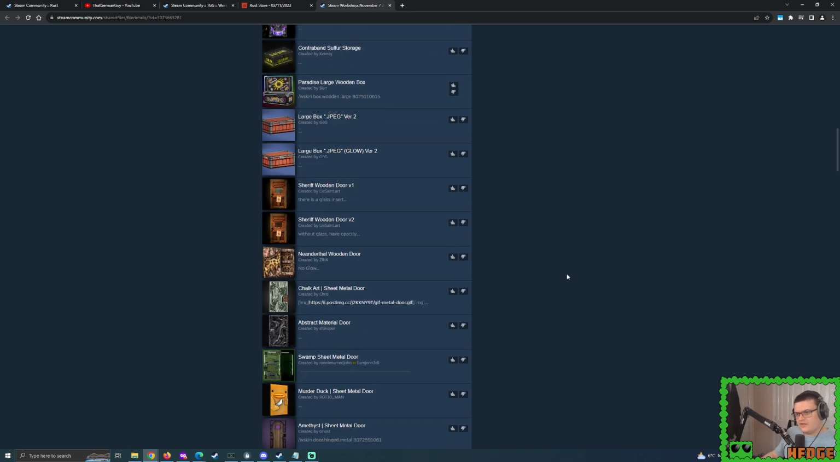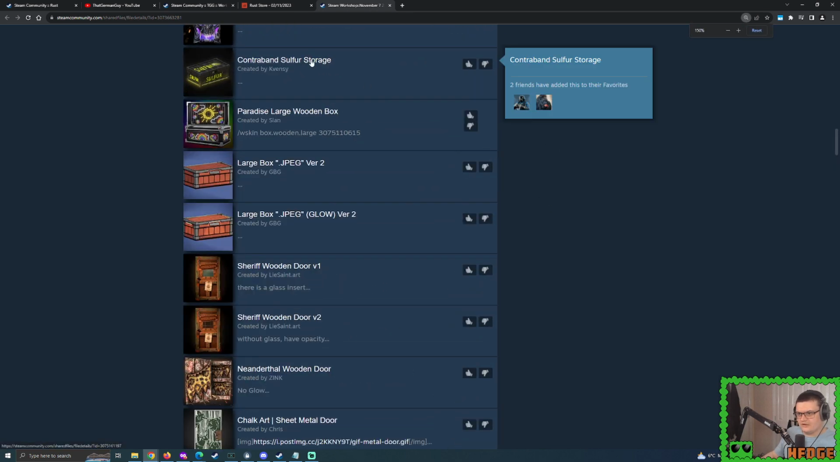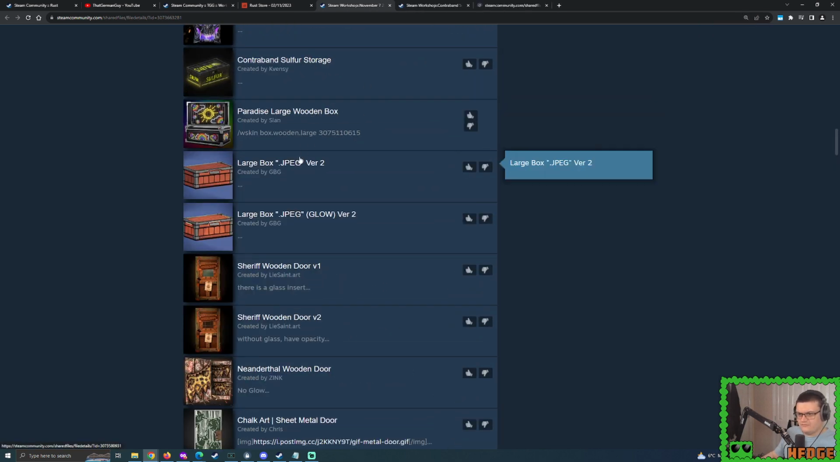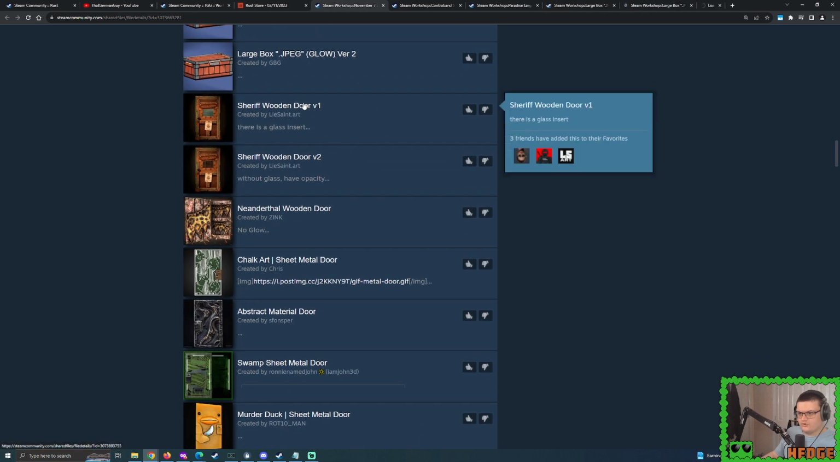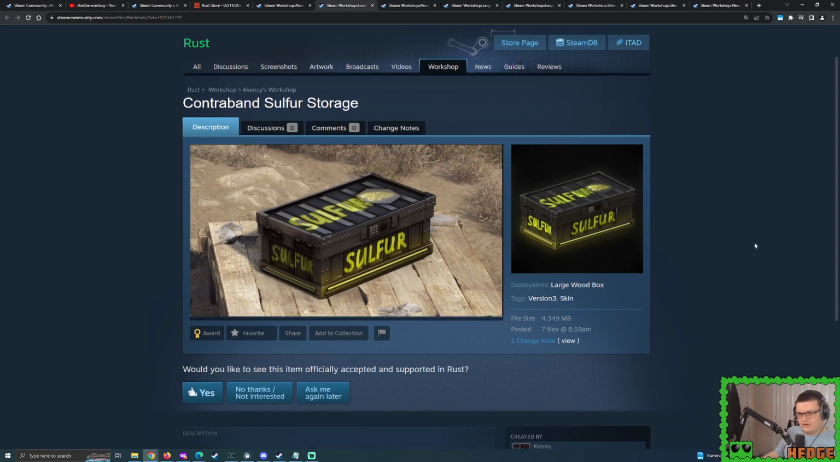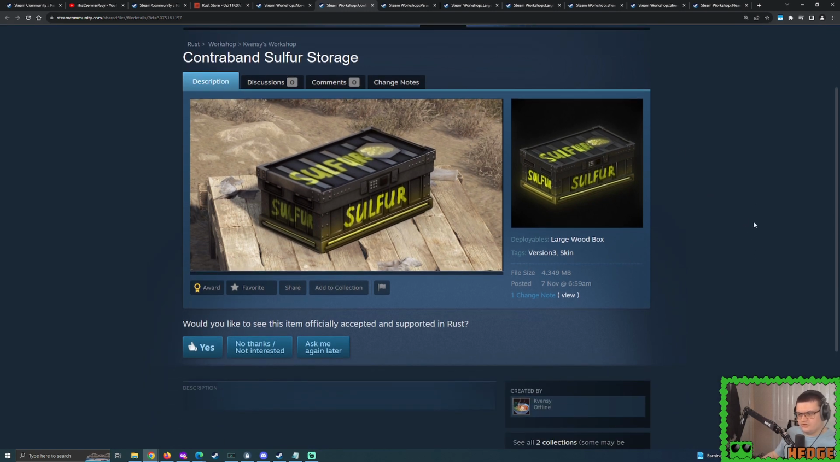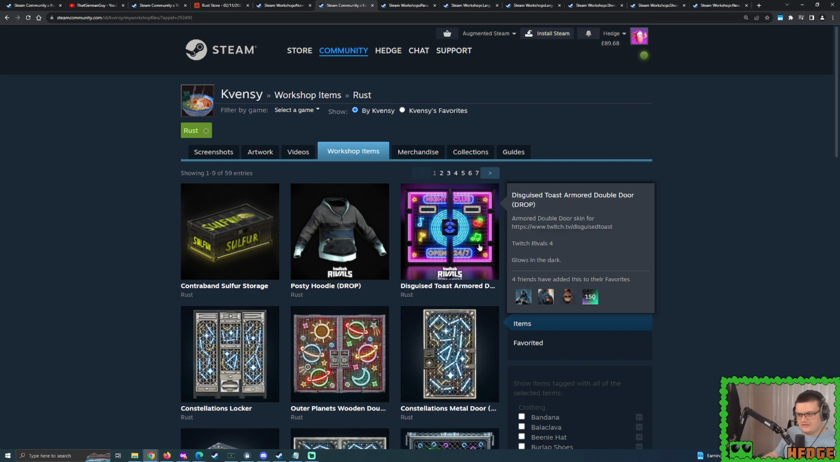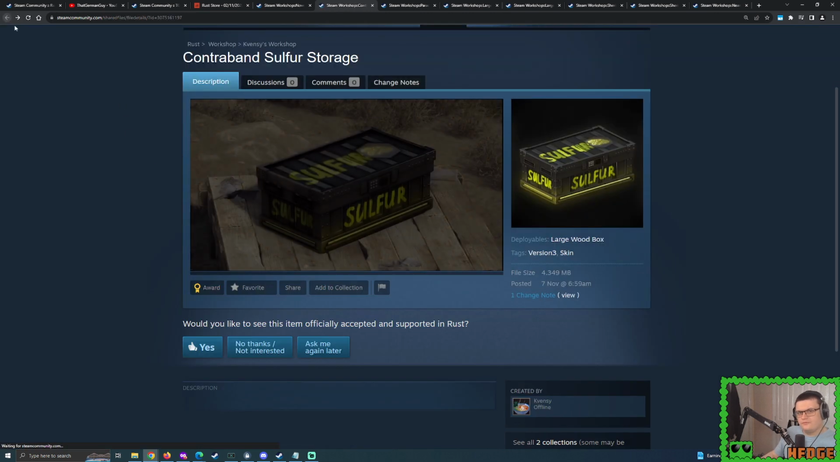Okay. Now we have the storages to take a look at. We've got quite a decent amount of them, and then we'll have some wooden doors, and then we'll save the sheet metal doors for their own thing. Right, first up we have the contraband sulfur storage. This is made by Cavency. He's been a little bit busy. If I take a look at his workshop, yes, he has, so I wouldn't fault him for it.